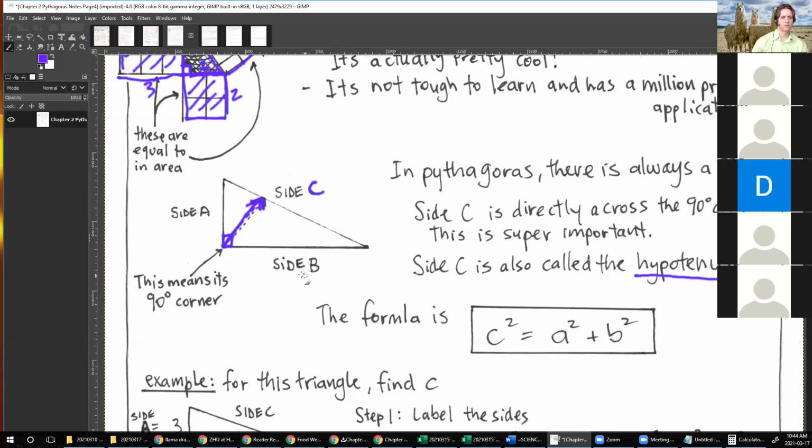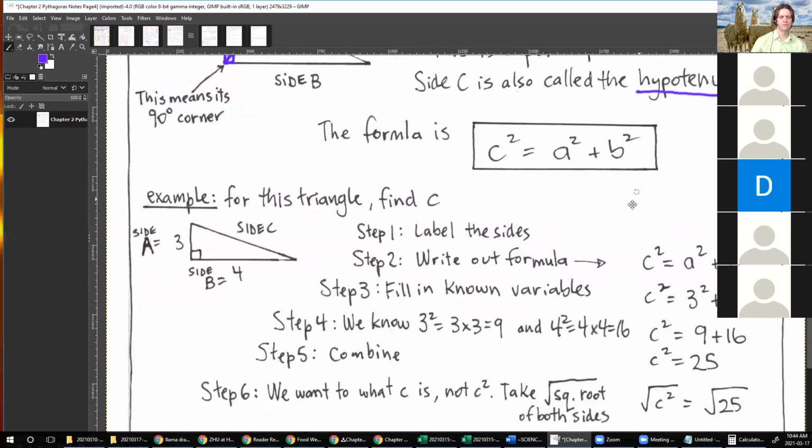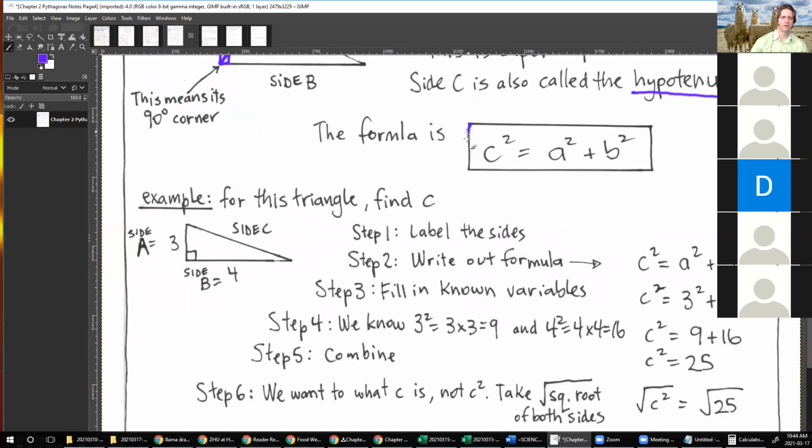And then what we're going to do is we're going to rename the 2 other sides. But this is a really important step. If you miss this step, then you probably won't get the right answer. So the formula for Pythagoras, or Pythagorean theorem, is c squared equals a squared plus b squared. Or you could do a squared plus b squared equals c squared. Either way, it's totally fine. The important thing is that c has to be the diagonal, the one straight across the right angle triangle.